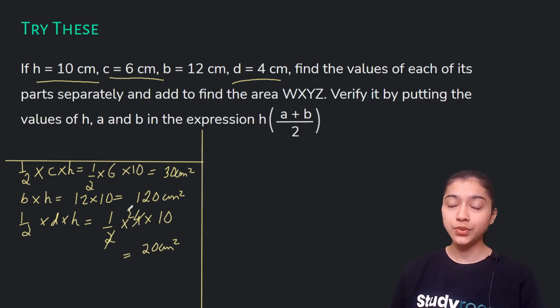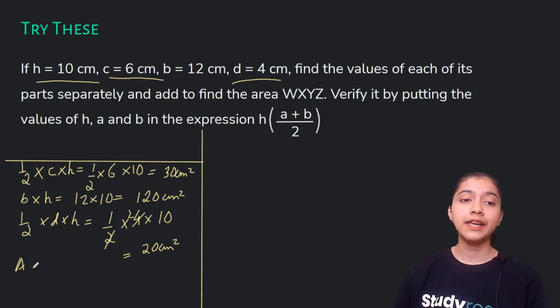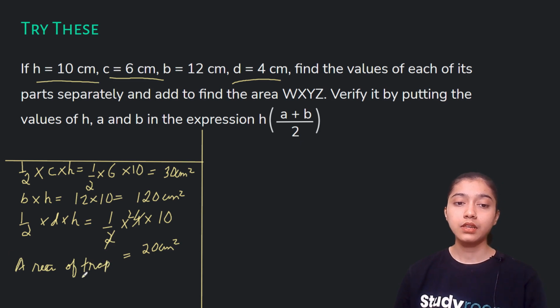So ultimately what we'll do is add the three areas to get the area of the trapezium. So the final area of the trapezium that we have will be equal to 120 plus the area of the two triangles that we calculated, that is 30 plus 20, which sums up to 170 centimeters square.